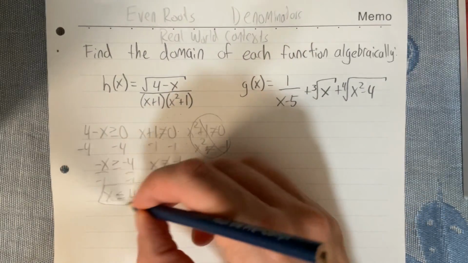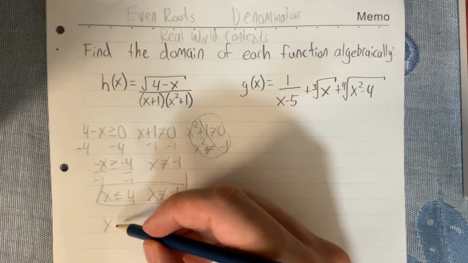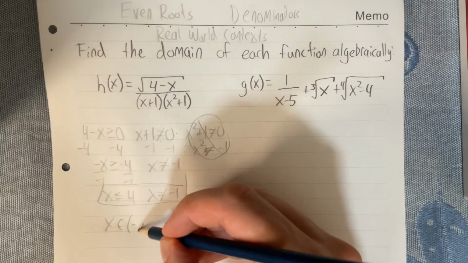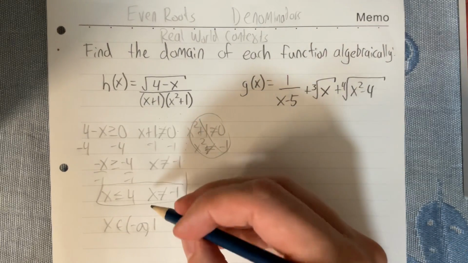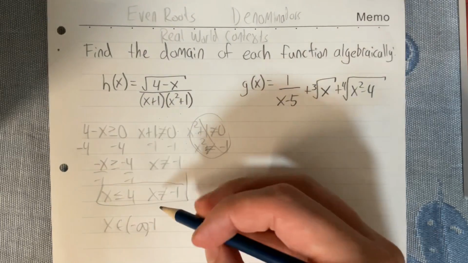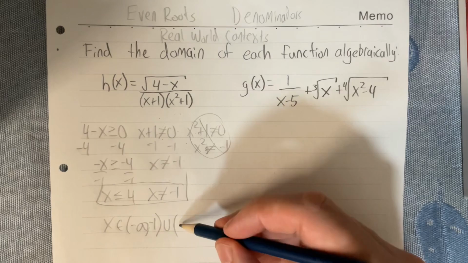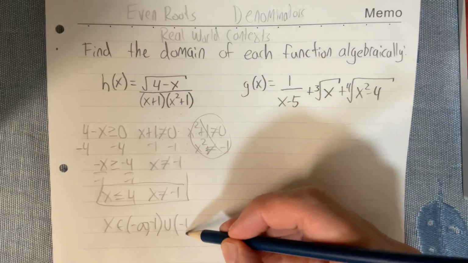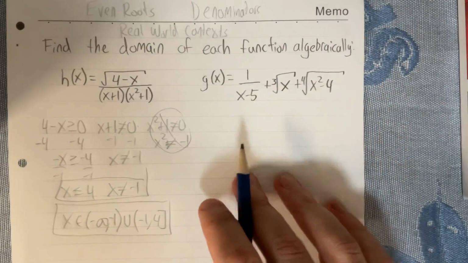You could leave it like that, or you could put it into interval notation, which would be x must be in the interval negative infinity to negative 1. And then we have a gap there because it cannot be negative 1. And we have negative 1 to 4. That's your final answer.